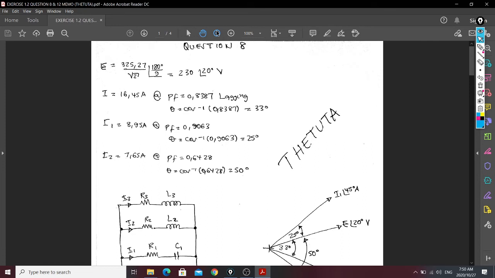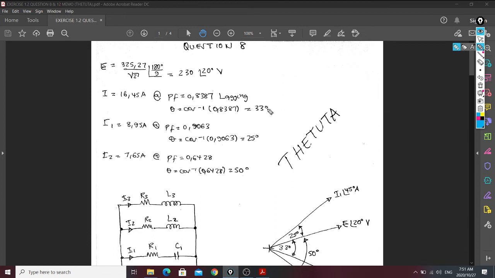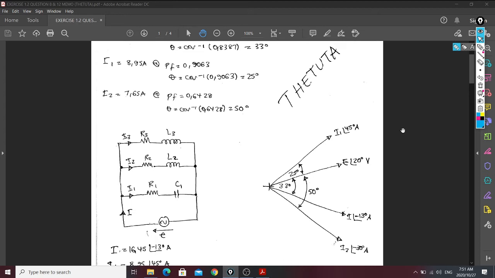So they give us different currents with their power factor, which means if they give us a power factor in the circuit, as I said, we need to draw a phasor diagram. So we take this angle, and from this given power factor we're going to get this. If a power factor or any given angle is given in the problem, we need to draw our phasor diagram.